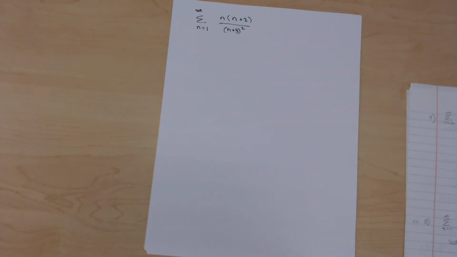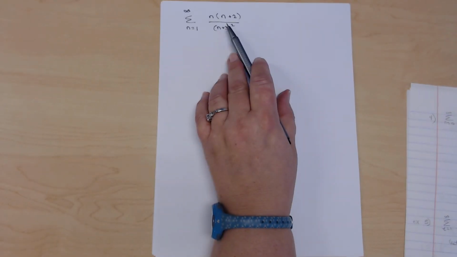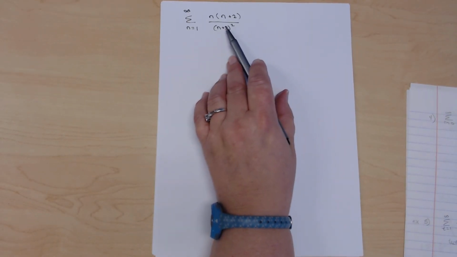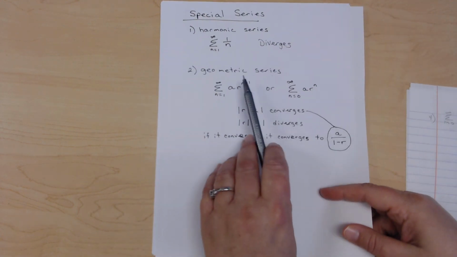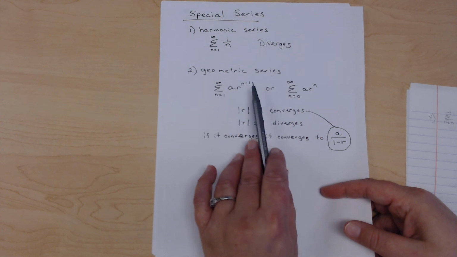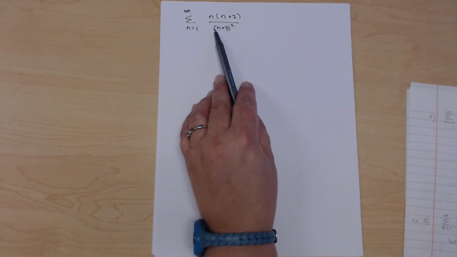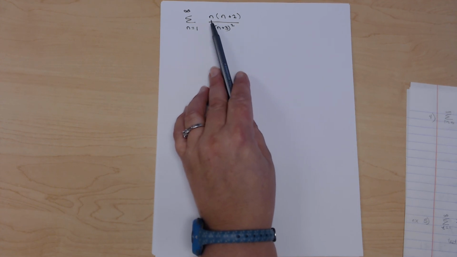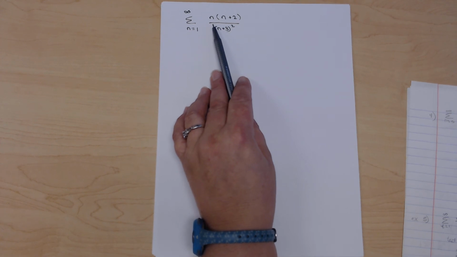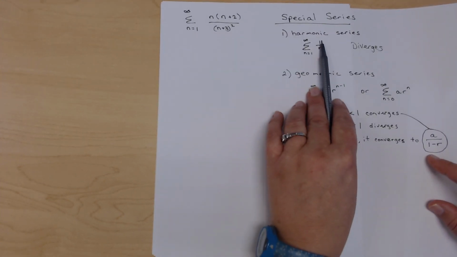Okay, how do I know it's not geometric? For it to be geometric, n has to be an exponent. So we do not have an exponent here. So this is not geometric, it has nothing to do with geometric. Our other option is harmonic, but that's 1 over n.